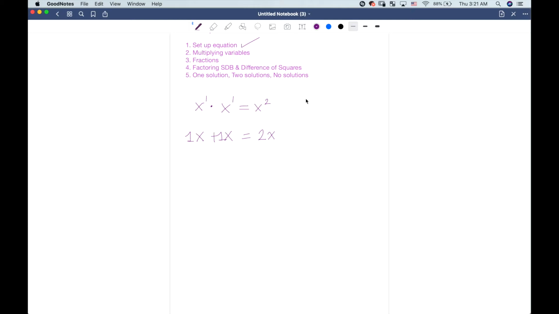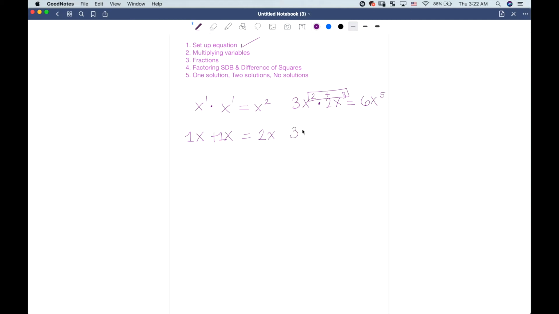Here's another example. Let's go with 3x squared times 2x cubed. Since we are multiplying, let's multiply the coefficients. 3 times 2 is 6. And when you multiply the variables, you add the exponents. So 2 plus 3 is 5. You don't multiply the exponents, so it's not 6x to the 6th power, you add.